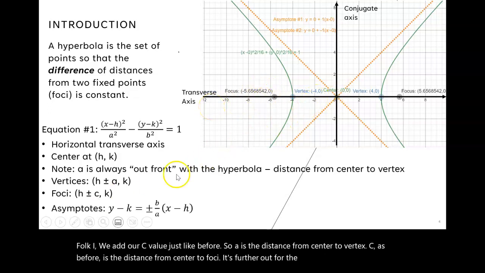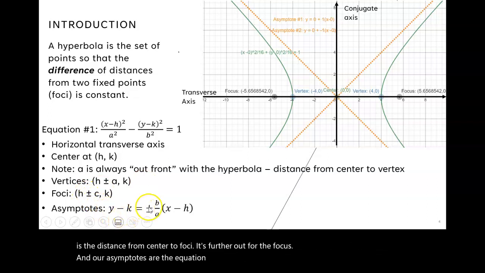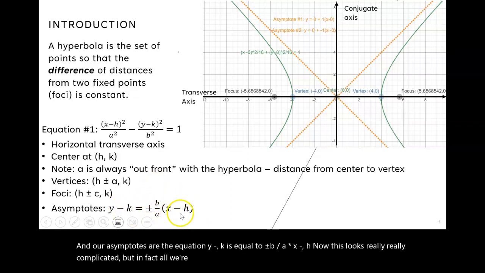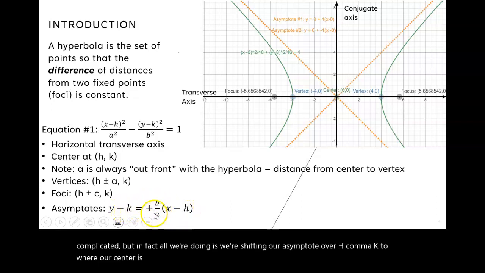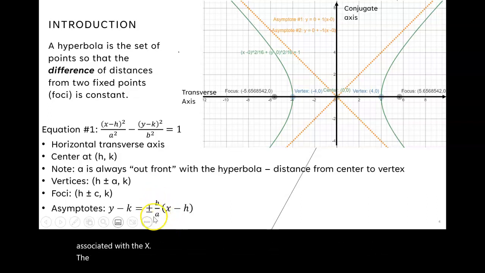And our asymptotes are given by the equation y minus k equals plus or minus b over a times (x minus h). Now, this looks really complicated, but in fact, all we're doing is shifting our asymptotes over to h comma k, where our center is. And then b over a comes from the fact that b is associated with the y and a is associated with the x. The slope is always what's with the y over what's with the x. It is in regular terms, right? Change in y over change in x.